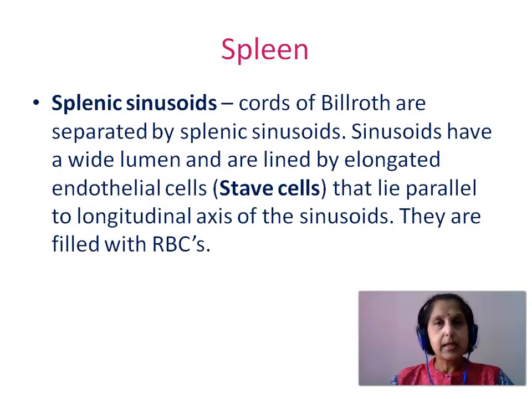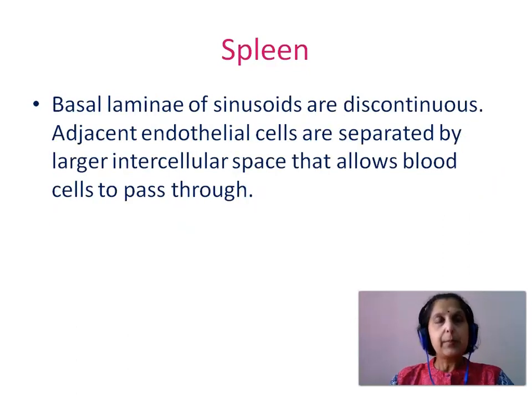Splenic sinusoids. The cords of Billroth are separated by splenic sinusoids. Sinusoids have a wide lumen and are lined by elongated endothelial cells known as stave cells, and these cells lie parallel to the long axis of the sinusoids. They are filled with RBCs. Basal laminae of sinusoids are discontinuous. Adjacent endothelial cells are separated by larger intercellular space that allows the blood cells to pass through.